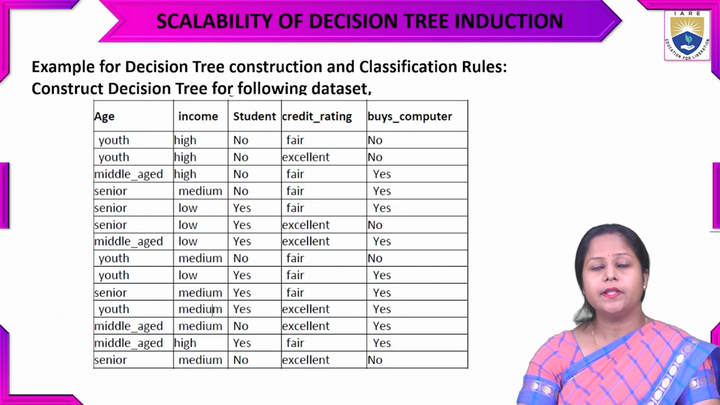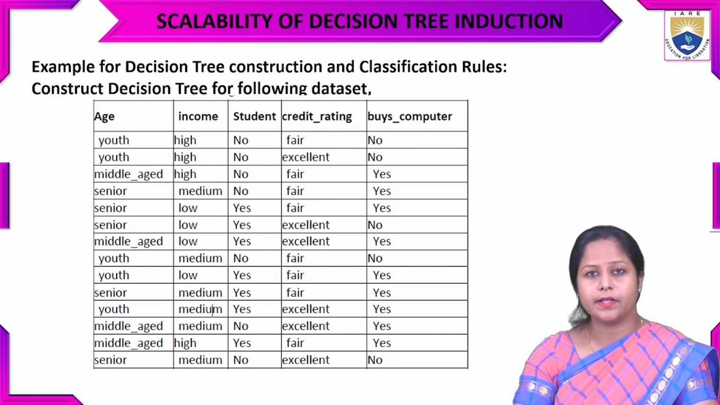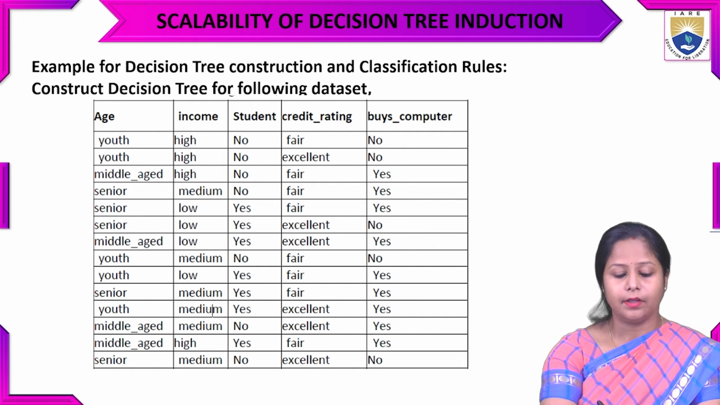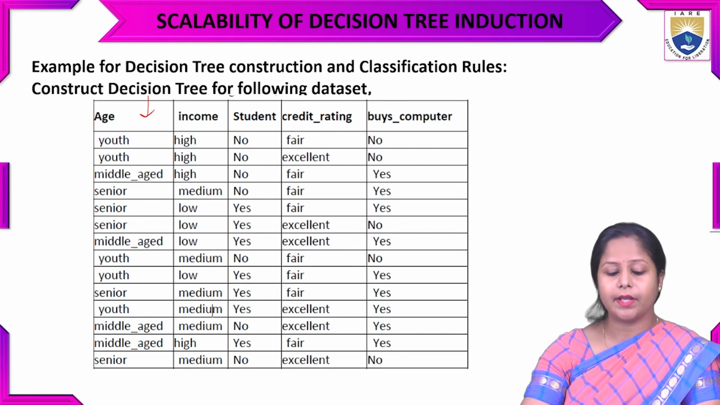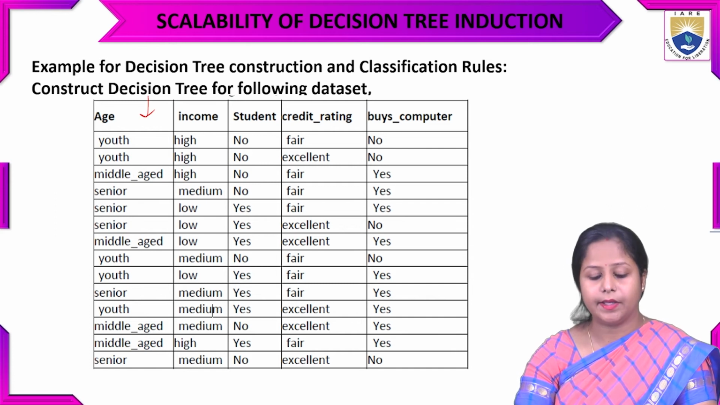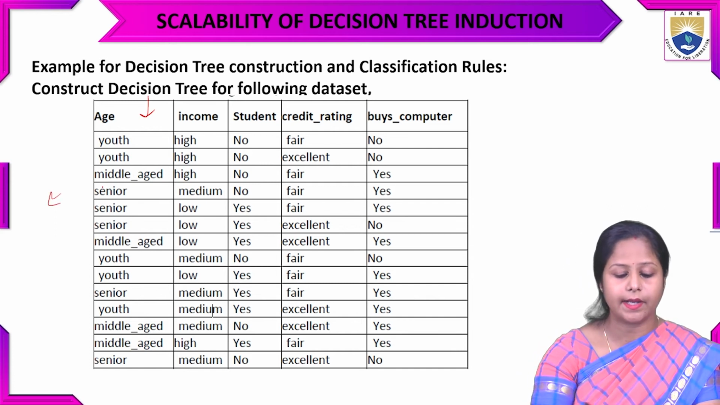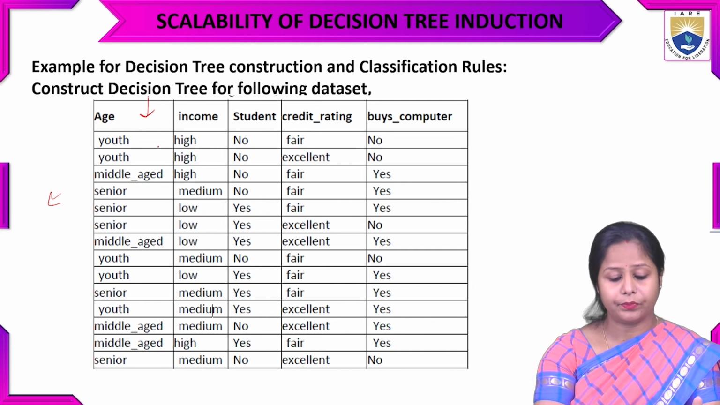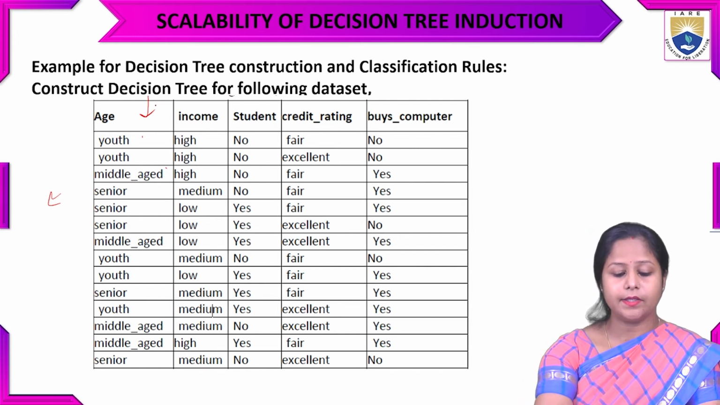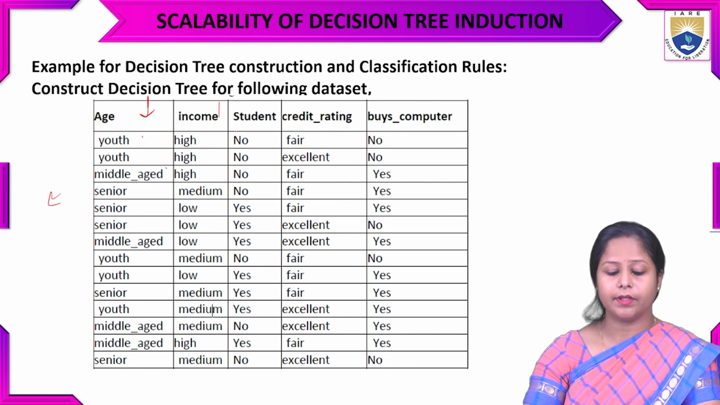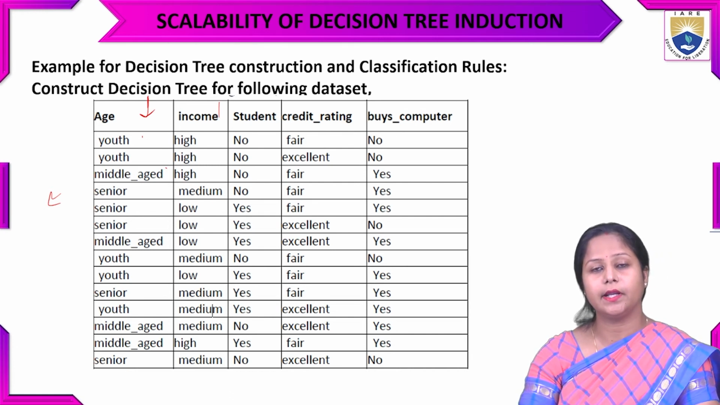For example, for decision tree construction and classification rules, construct a decision tree for the following data set, which has the columns age, income, student, credit rating, and buys computer. From this we have extracted the four tables in the earlier slides. The records have youth, middle age, senior in the age column. For the income we have high, medium, low. These are the three classes.